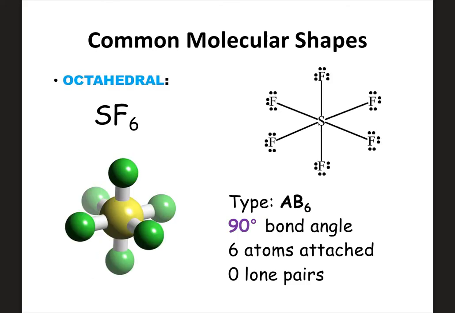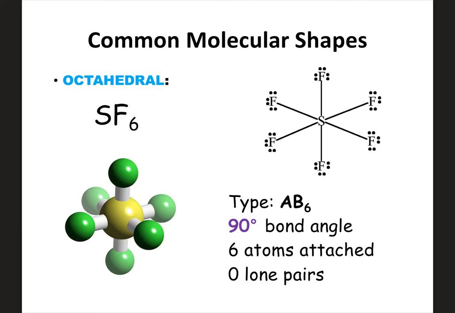The octahedral shape is when you have 6 atoms attached to the center and no lone pairs on the center. SF6 is a good example of this. If you notice, the sulfur is the center. It has 6 atoms, 6 fluorines attached to it, but there are no lone pairs on the center. So the shape of this molecule would be octahedral. You can see there are atoms coming out the top and the bottom and then the sides.